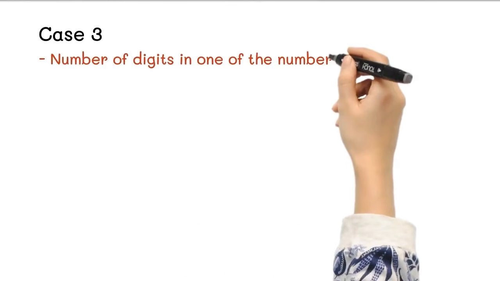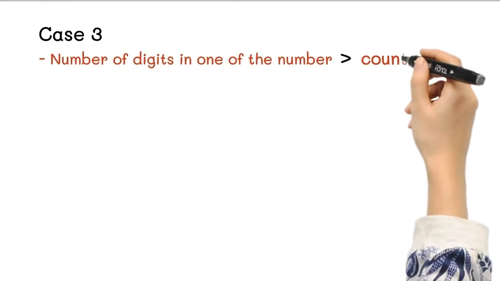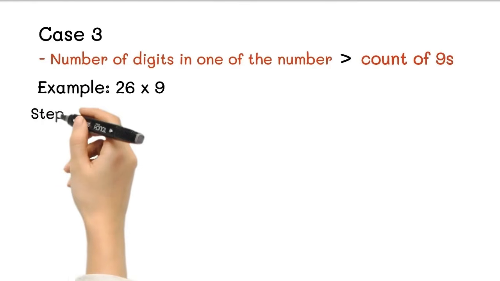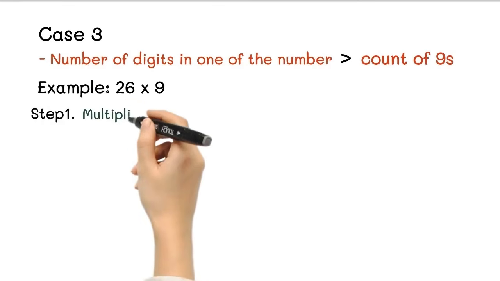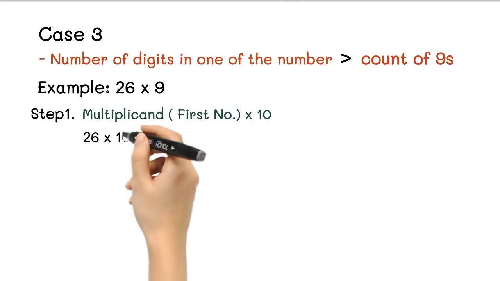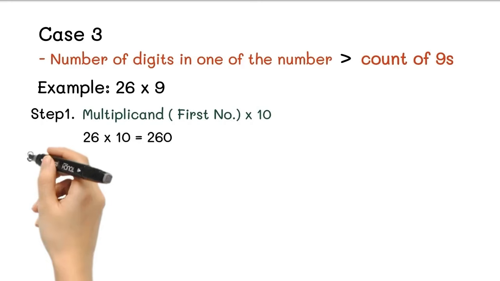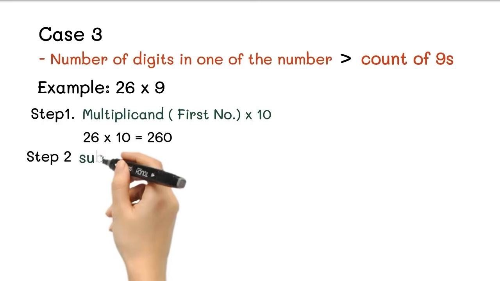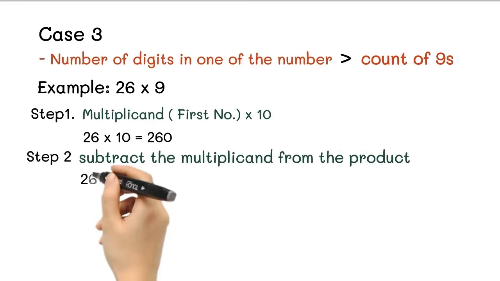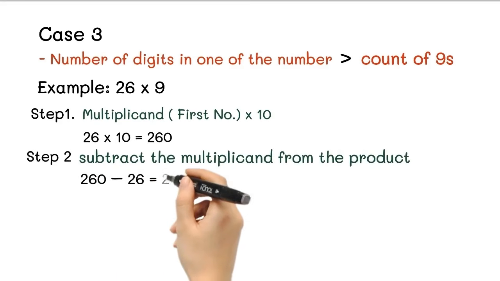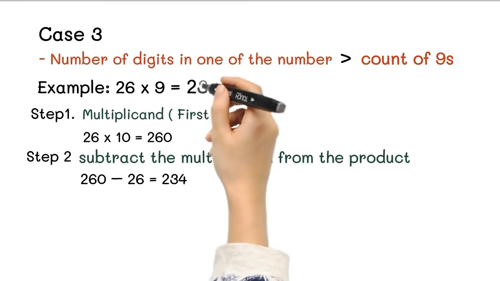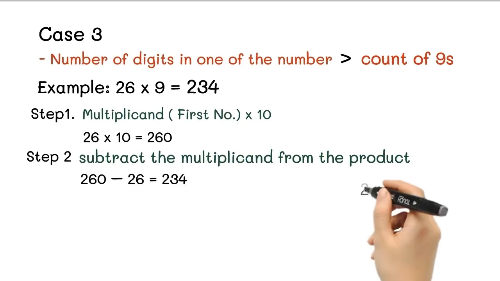Case 3. If the number of digits in one of the numbers is more than the count of 9s in the other number, example, 26 by 9. Step 1. Since there is a 9 as a multiplier, the base will be 10, we multiply the multiplicand by 10. 26 times 10 equals 260. Now in step 2, subtract the multiplicand from the product found in step 1. 260 minus 26 equals 234. Thus, 26 times 9 equals 234.